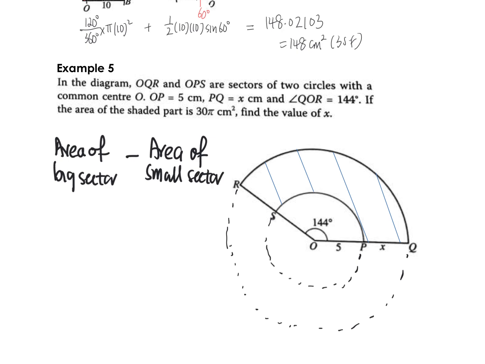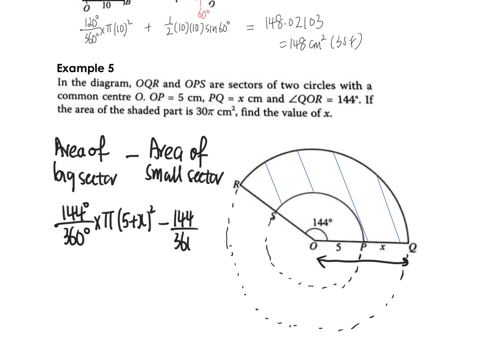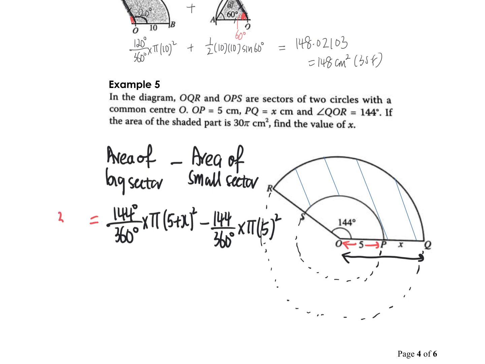And both of the angles subtended by the arc that we have there is 144 degrees. So we are talking about 144 out of 360 times pi. My r for the big circle is 5 plus x. So the small one is the same fraction, no change, just that my radius is smaller. It's only 5. And they tell me that this is the equivalent of 30 pi. So based on what they have given you, can you then solve for x?